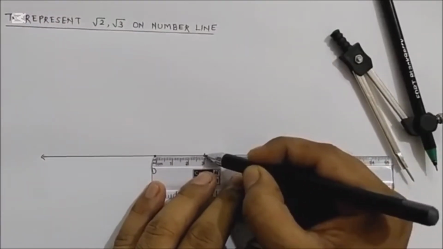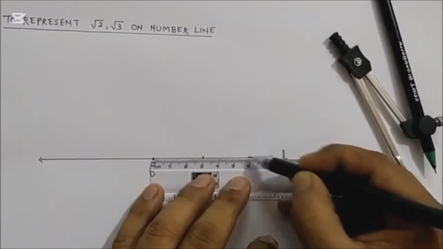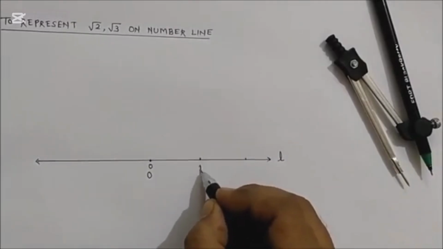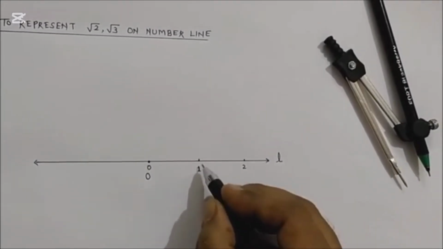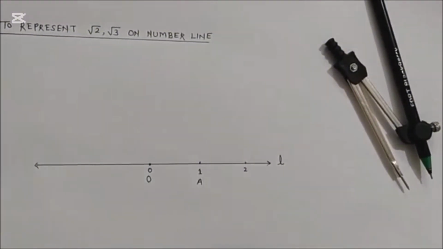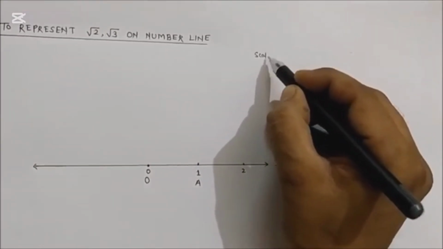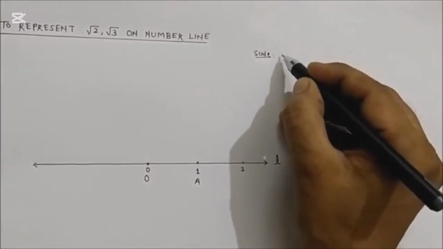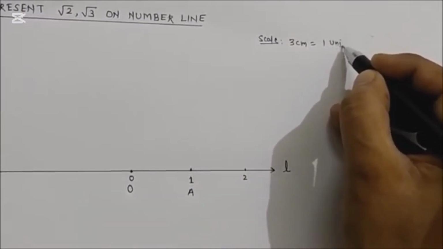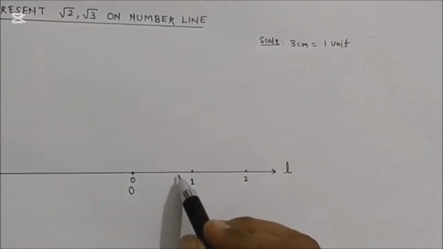This is 3 centimeter, and again the next 3 centimeter. So this distance is 3 centimeter, but we are writing it as 1, and this we are writing as 2. This is 1 unit. Name this as point A. Here we have taken the scale 3 centimeter equal to 1 unit.